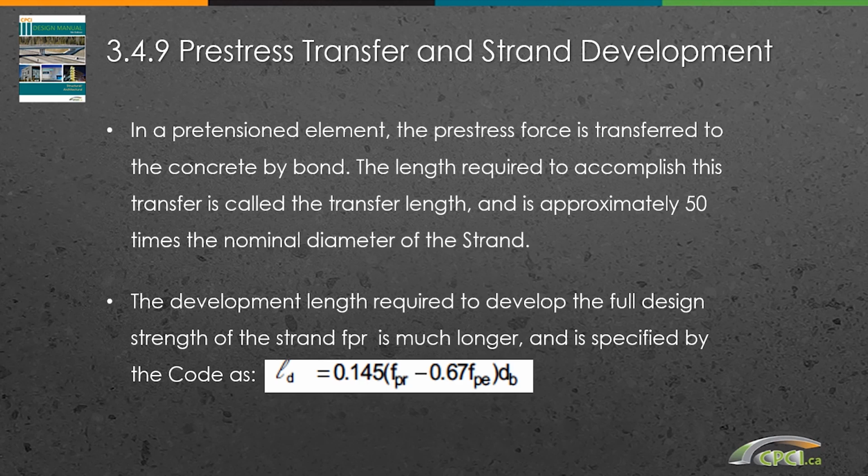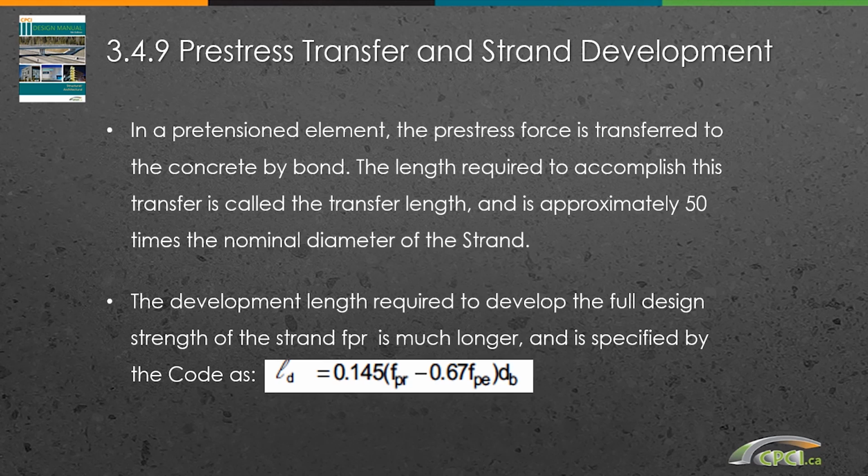But of course, the development length, which is the length needed to develop the whole full strength of the strand, not only transfer the value, is much longer than that. It's usually double that much. And the code now gives us this formula here to calculate the development length of a strand.